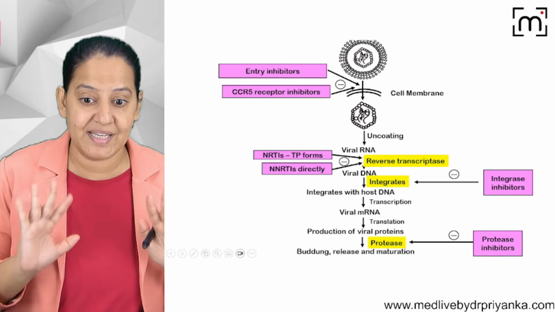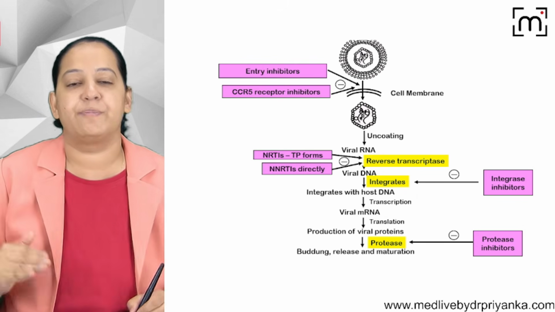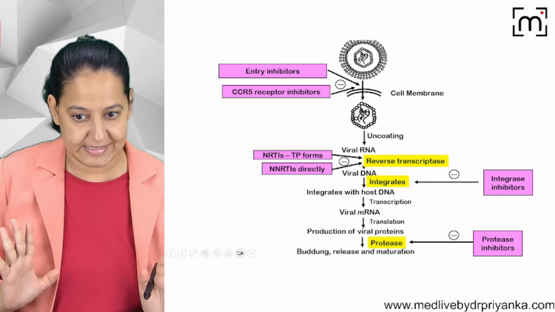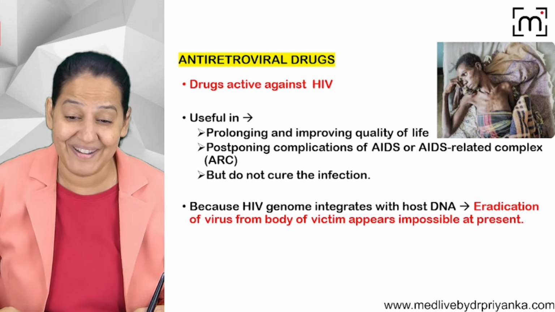Now I will tell you 6 types of drugs you can see. They will inhibit the various steps in the life cycle. One by one I will discuss. So I will teach you 6 categories of the drugs. So let's start antiviral drugs.